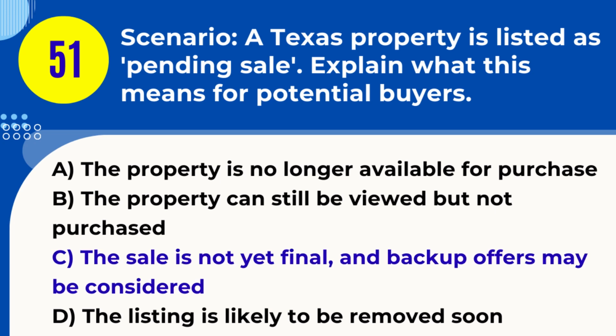Answer. C. The sale is not yet final and backup offers may be considered. Explanation. When a Texas property is listed as pending sale, it means that an offer has been accepted, but the sale has not yet been finalized. Potential buyers may still express interest, and backup offers can be considered in case the current deal falls through.